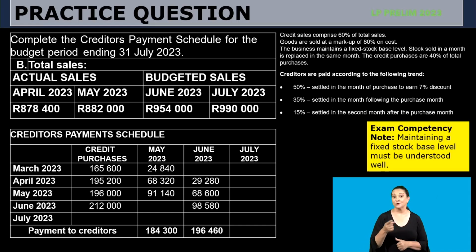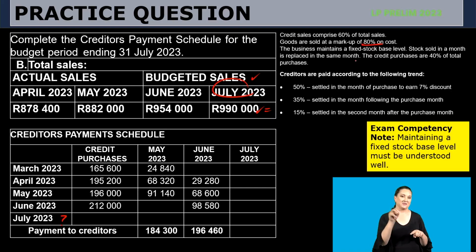The next question requires us to complete the creditors' payments schedule, from the Limpopo Prelim for the year 2023. Let's do it quickly. The first one is to get your credit purchases for July. Here is my July, and I have my budgeted sales, which is 990,000. I've been told credit sales comprise 60% of total sales, but this is my total sales. Goods are sold at a markup of 80% on cost.